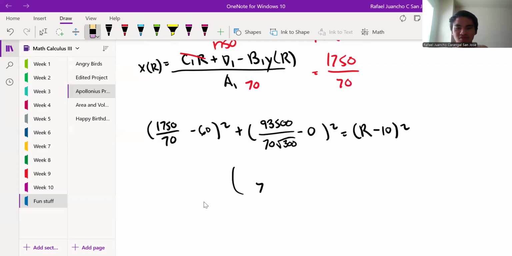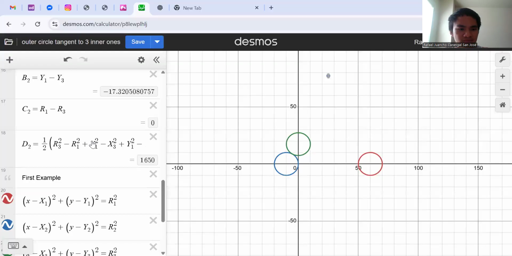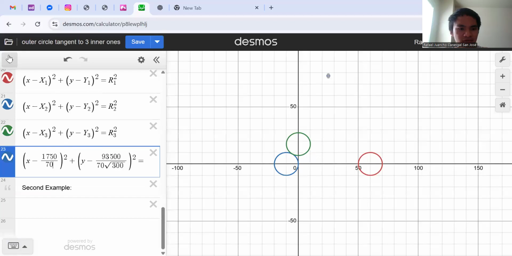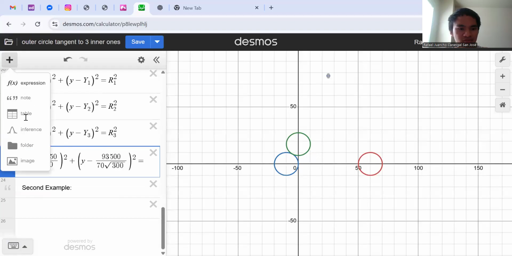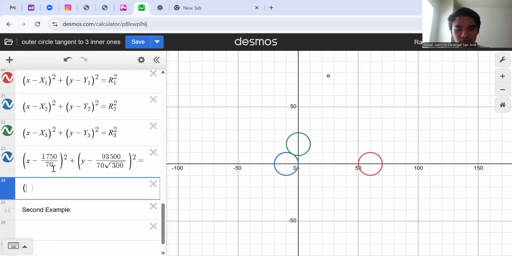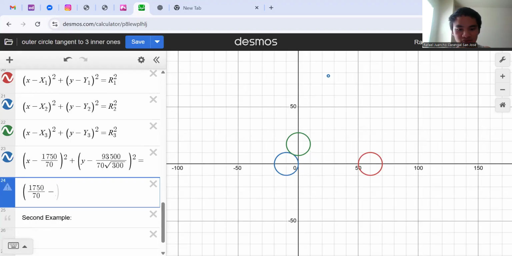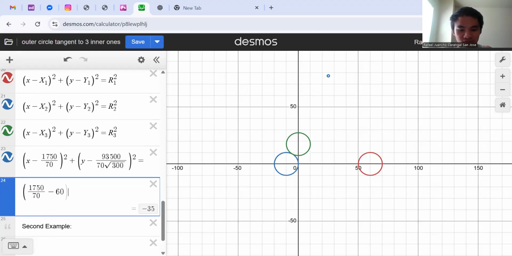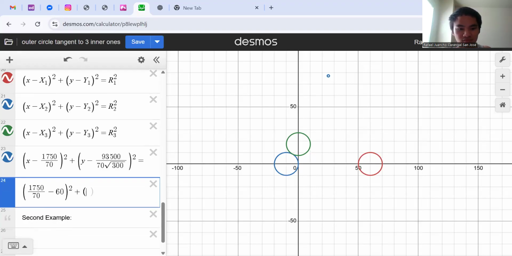Wait, can I just type this in? I'm curious if I can type it in. I think I can, right? Should be able to. I just want to see if I can type it in. Let me add an expression. Okay, I'm just gonna try typing it and see if I get it. 1,750 over 70 minus, or I could even GPT it. I'm gonna add this.